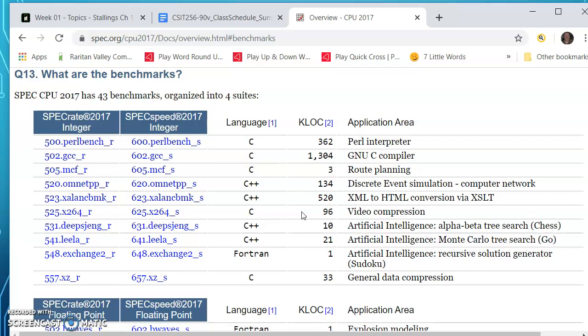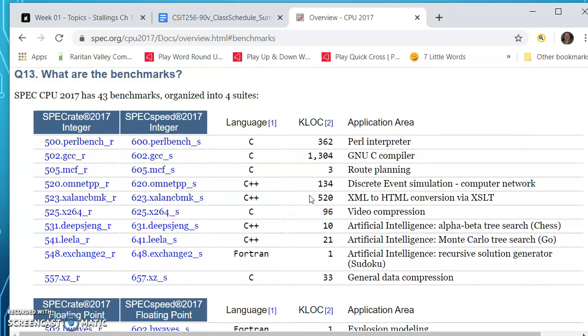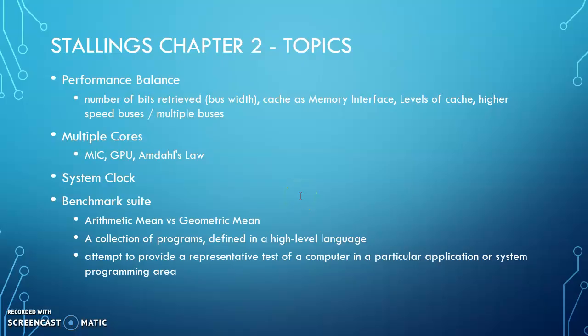So I just wanted to, as a deviation from what the book has, show that the spec.org website does show a little more information about what is currently being used there. I think that's enough for now.